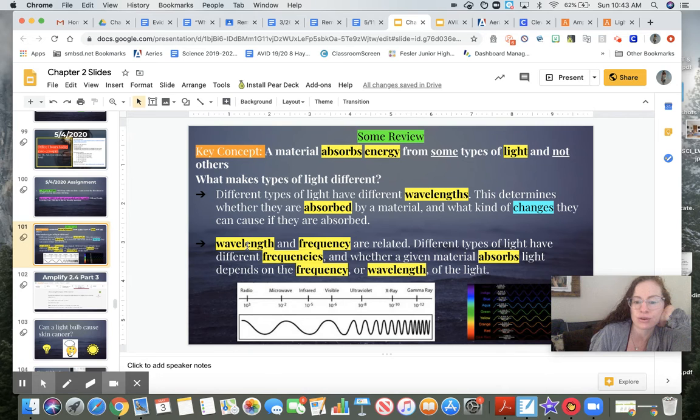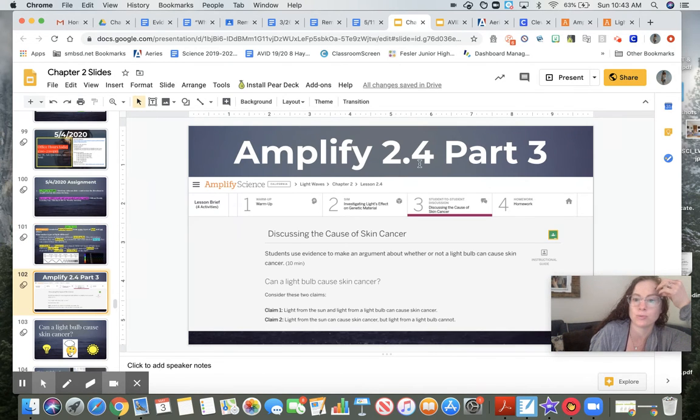So then the other thing we need to remember is that wavelength and frequency are related. Remember, if it has a short wavelength, like these down here, then they have a bigger frequency. There's more waves. If they have a long wavelength, like the radio and microwaves, then they have a small frequency, less energy. So it all comes down to the properties of waves. All right, so we're going to use that information today as we do 2.4 part 3.